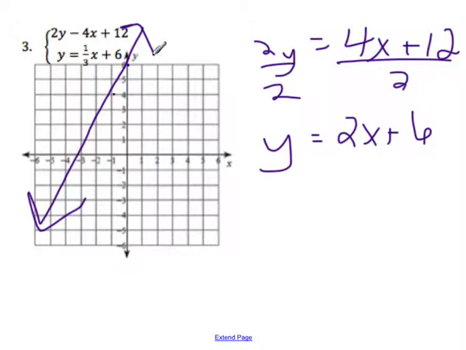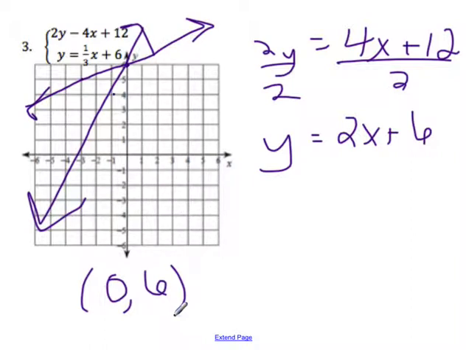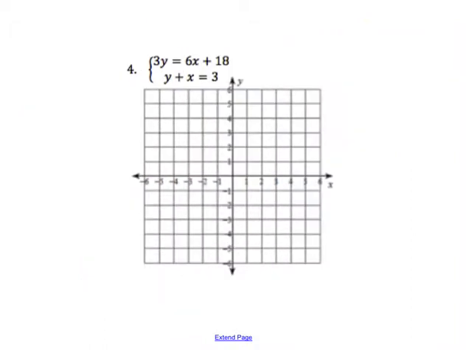Then, taking a look at this second one, we have y is equal to 1/3 x plus 6. So again, we're crossing the y-axis at 6, except this time we're going up 1 over 3, which we can't do. So we're actually going to go down 1 and left 3 so that we can keep it on the graph. And then we're going to go ahead and connect those dots. So I see that they're crossing at the y-axis. Well, if we cross at the y-axis, that means our x-coordinate is 0. And we're crossing at the point 6. So 0, 6 is our solution for number 3.